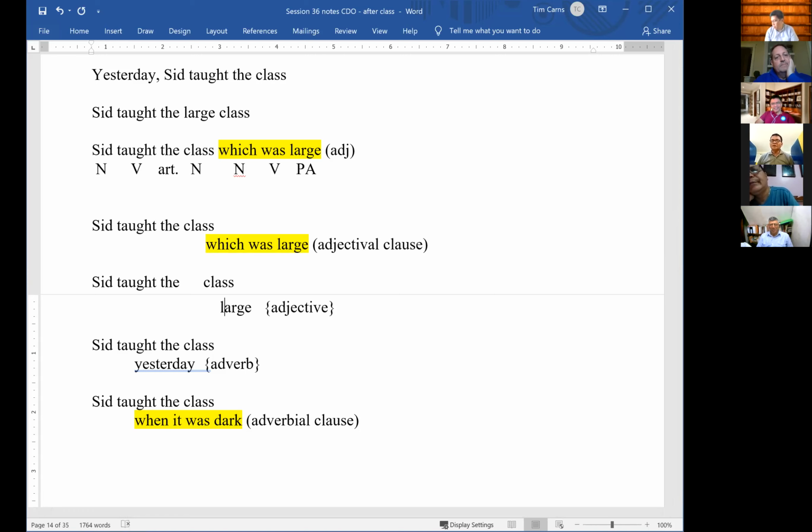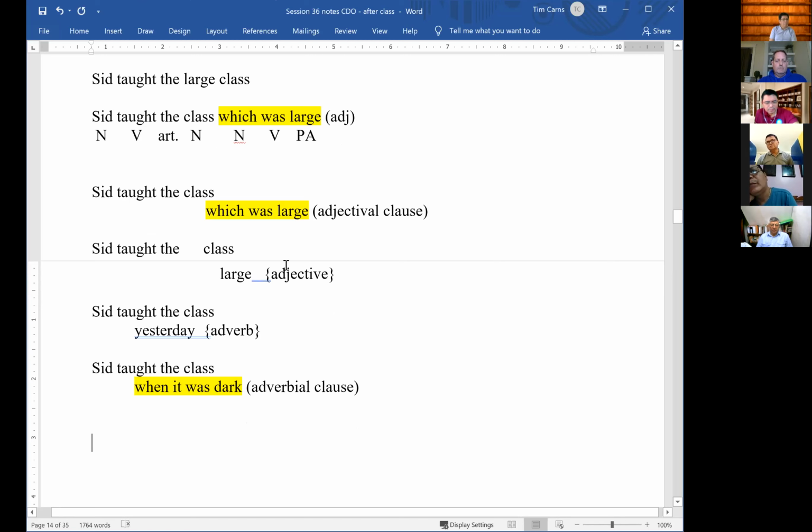Michael, question. What's the positioning if you're going to diagram and add a prepositional phrase there after class? Let's say, for example, Sid taught the class in the library when it was dark. So how are you going to? Okay, good question. Well, let's do it this way first. Sid taught the class in the evening.